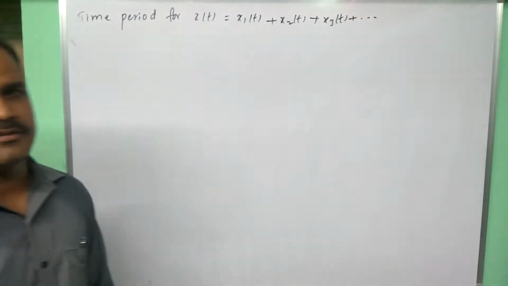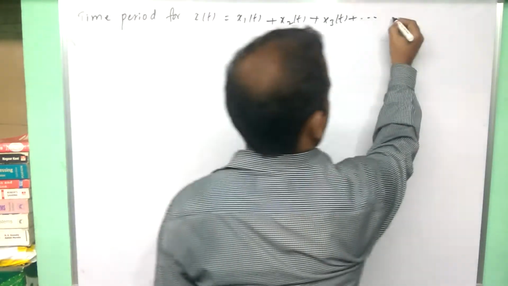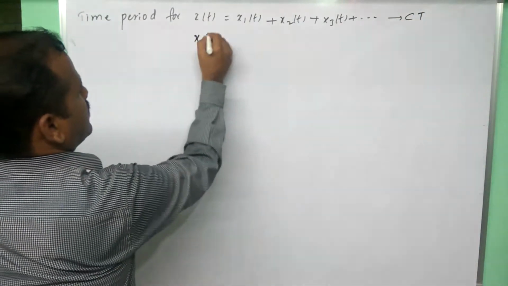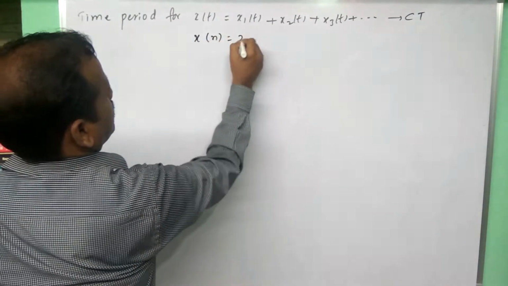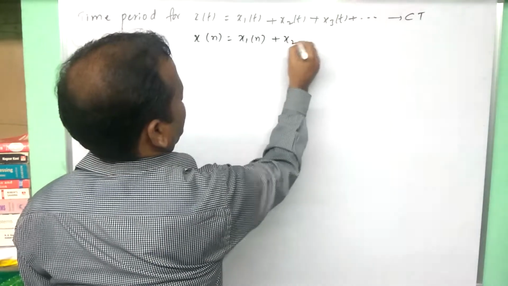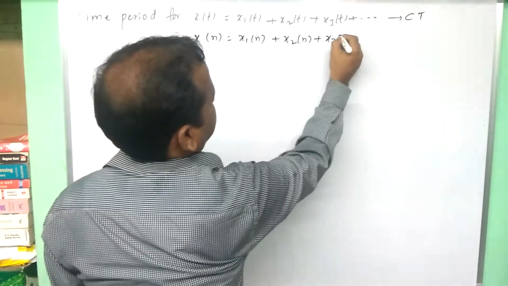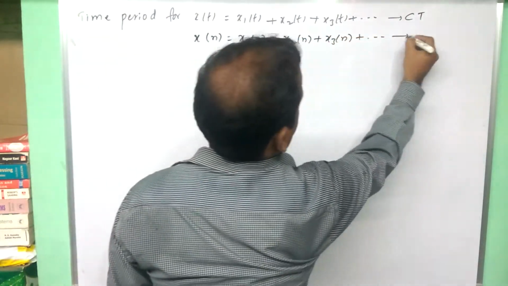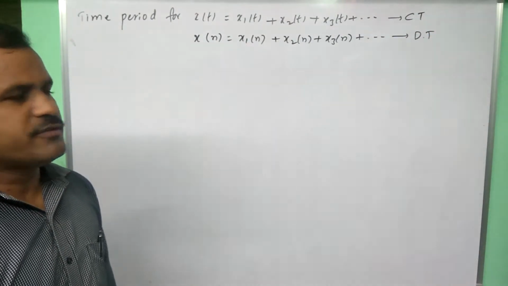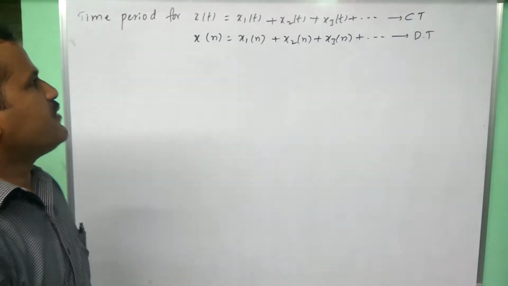If this signal is a continuous time signal, it can also be a discrete signal. The DT signal or discrete time signal is given as x of n is equal to x1 of n plus x2 of n plus x3 of n and so on, if it is a DT signal. Let us see the procedure how to find the time period of this signal.